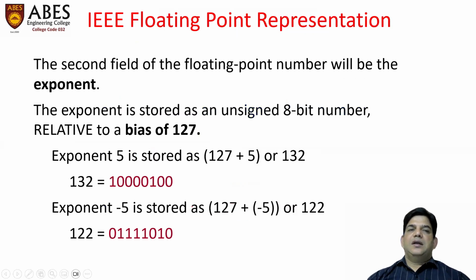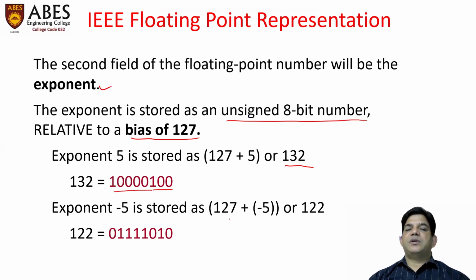Now, the second field of the floating point number is the exponent. The exponent is stored as an unsigned 8-bit number relative to the bias value, which is 127 in the case of single precision. So exponent 5 is stored as 127 plus 5, or 132. The 132 in binary is 1, 4 times 0, 100. And the exponent minus 5 is stored as 127 minus 5, which is 122, and in binary that is 0, 4 times 1, 0, 1, 0.